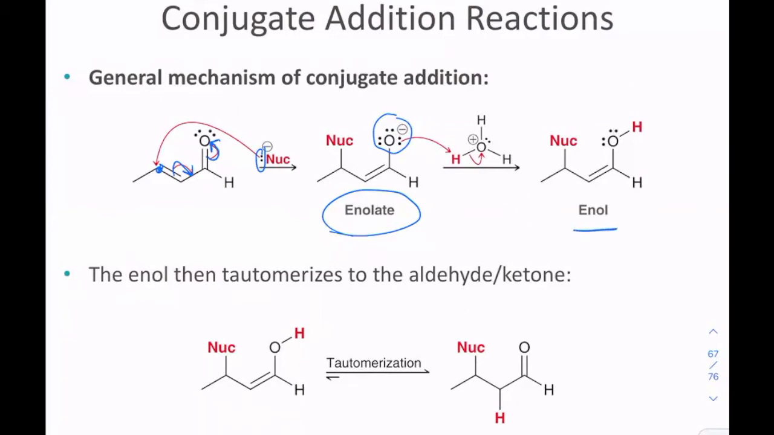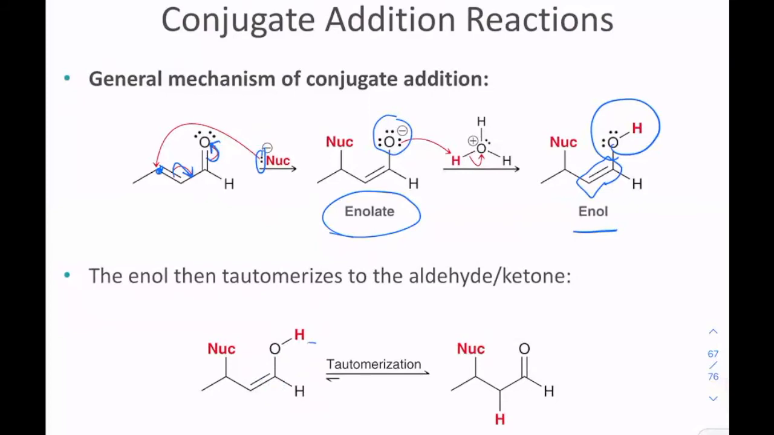Enol comes from the term that we have an alkene next to an alcohol. That enol quickly tautomerizes into the ketone or aldehyde. This is not exactly a resonance structure. It has a term that's called a tautomer. Anytime we have an alcohol that's on a double bond, we can form this tautomer or have this tautomerization reaction where the proton that was on the oxygen becomes attached to the carbon and we form the ketone or aldehyde. So our final product is that we've added a nucleophile to the beta position of our ketone or aldehyde.